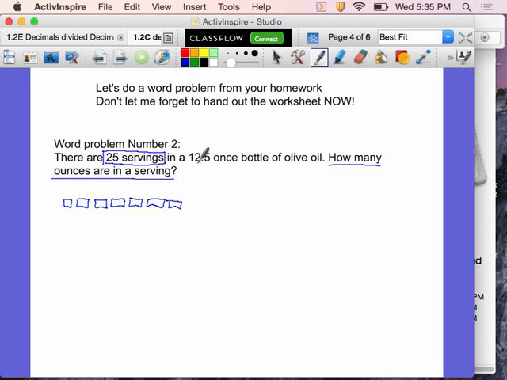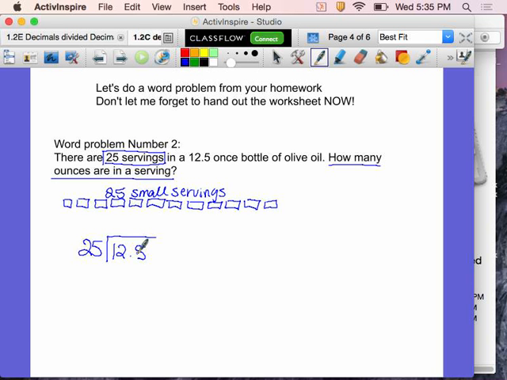I know it's tiny because that's 12.5, that's not very much. So I could draw 25 here and we could figure it out, but just think that there's 25 small servings in this bottle. So we're splitting it up, which means I'm dividing. So which way? Well, I'm taking my whole bottle here and splitting into 25 of these little guys. So 25 is how many groups we'll have into 12.5.